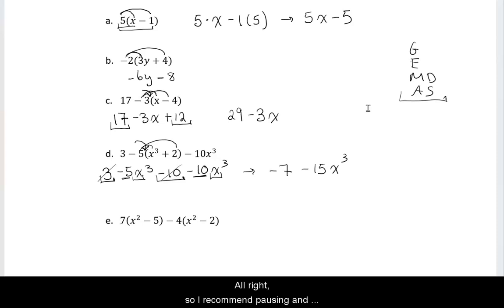All right, so I recommend pausing and going ahead and trying E here, and then go ahead and restart the video and see how you do.